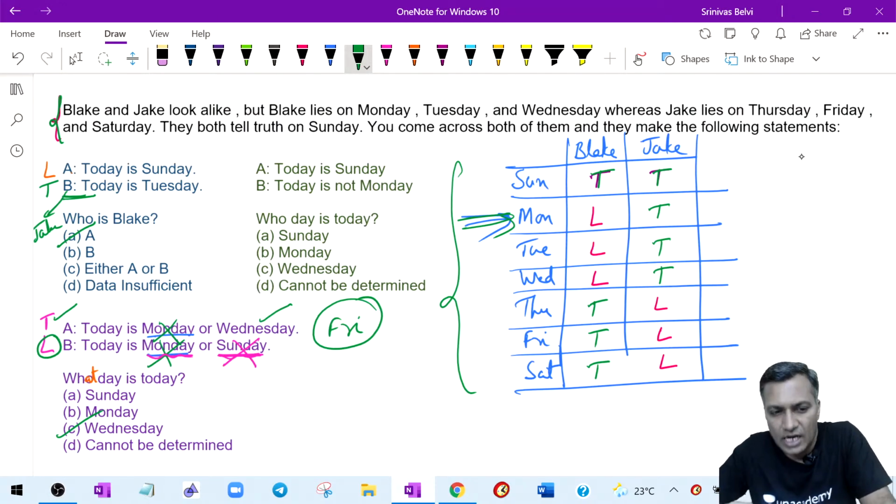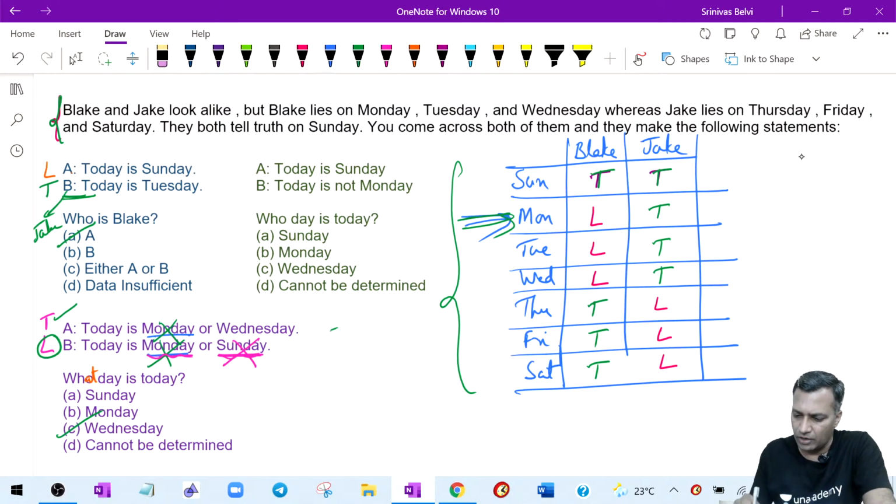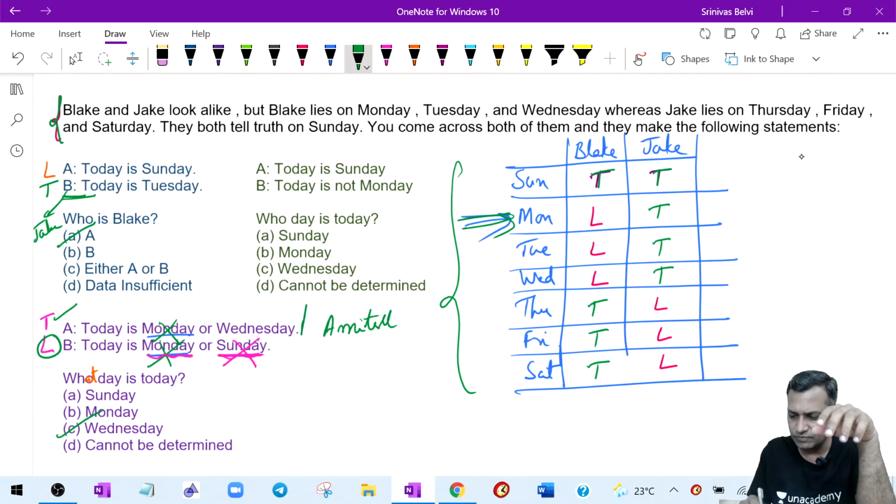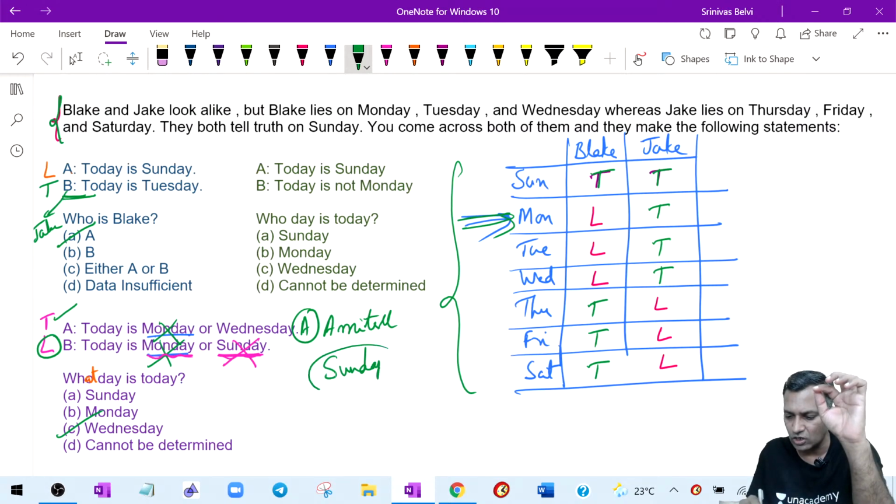Guys, I told you it is a very tricky topic, right? Think about it. If it is Monday, Amitesh, you are only A. A stands for Amitesh. Let us assume that this discussion is happening on Sunday.